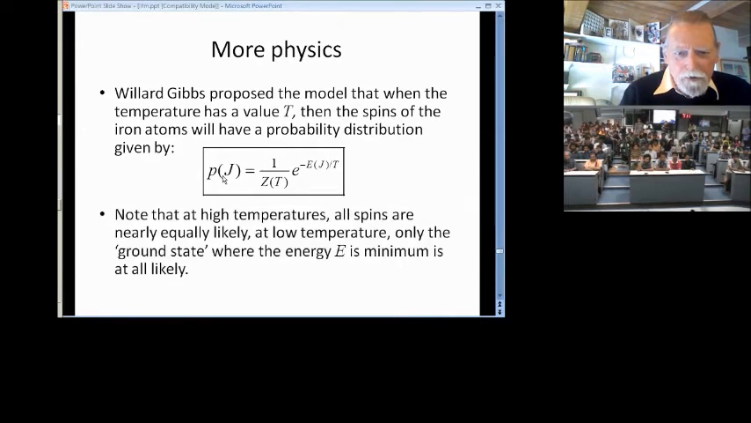Right, so at high temperatures, if T is large, the difference between energies is going to be small, and essentially all states will be equally likely. But when T gets very small, then the high energies are hugely less probable than low energies. And the so-called ground state, the minimum of E, becomes the most likely. So here's how it works.